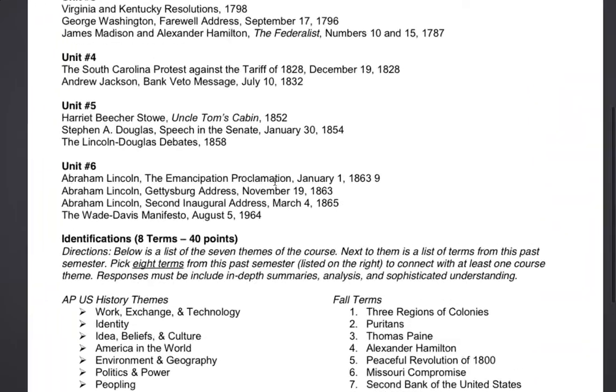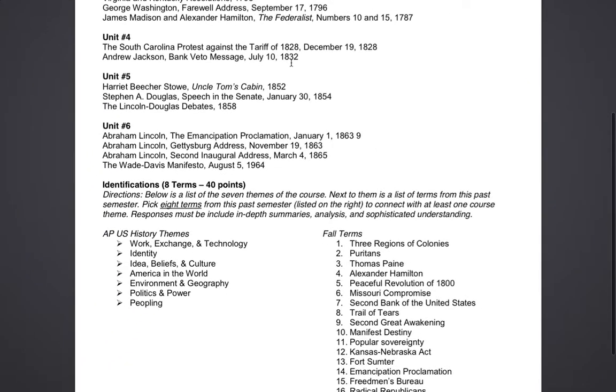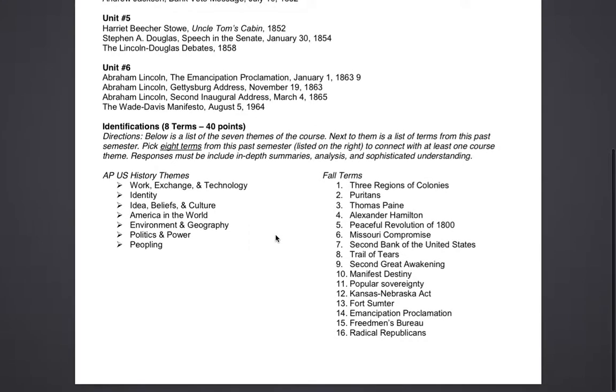The identification section asks you to look at the list of 7 themes of the AP course on the left, and then pick 8 terms on the right. I'm giving you 16. You only need to pick 8, and explain in at least a paragraph for each term how they connect to the AP US History themes.